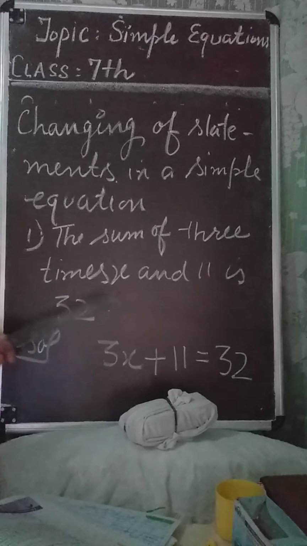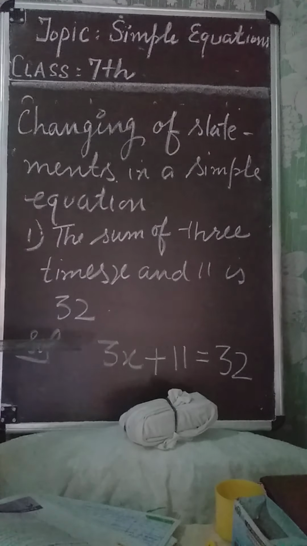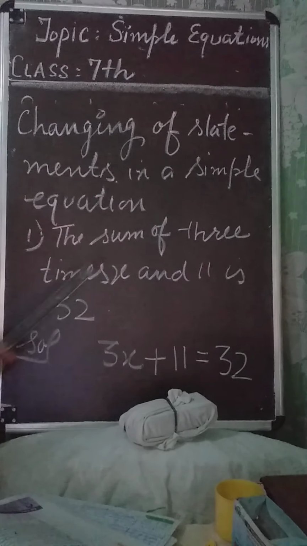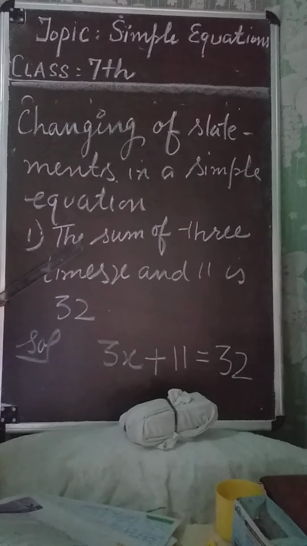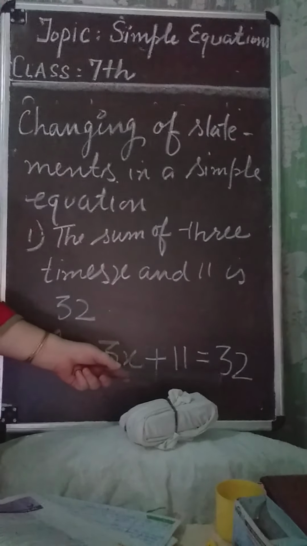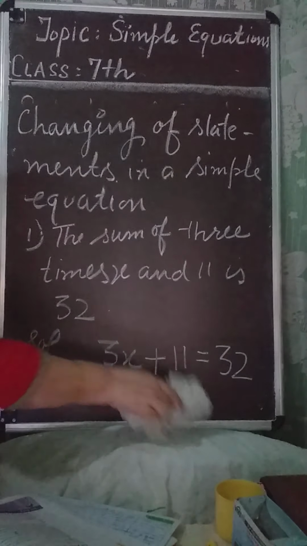I hope you have understood how to change a statement into an equation. The sum of 3 times x and 11 is 32. First understand this statement properly, whether we have to write addition or subtraction. So 3x plus 11 is 32. Let us take one more example.